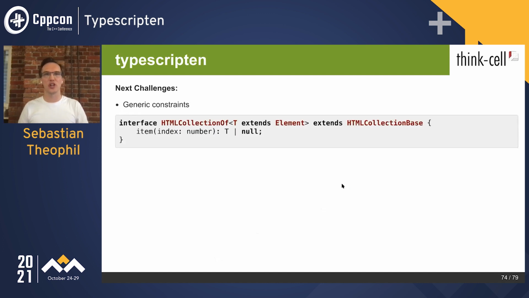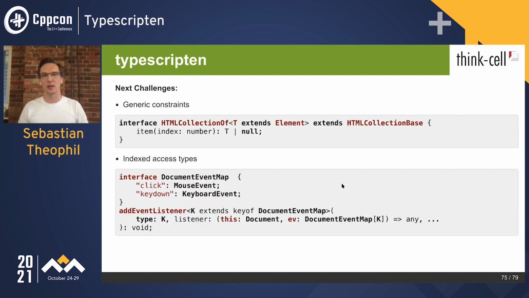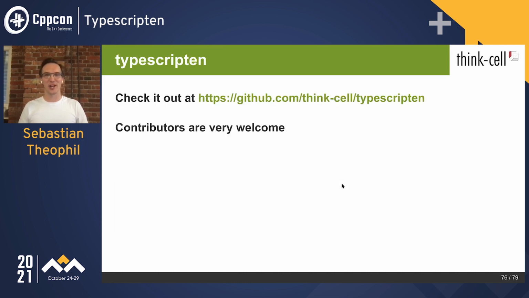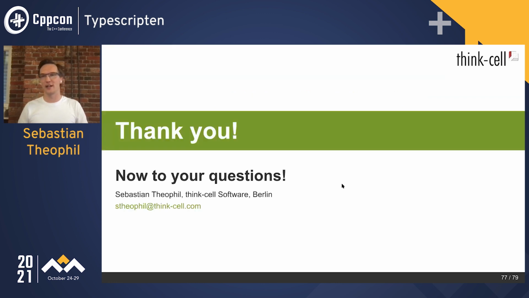There are some open challenges that we can skip for now that would be necessary to implement for a version 1.0 of our tool. But the tool is already useful. We use it already, and all the examples in my code would have worked in theory. And you can check it out on GitHub. Contributors are very welcome. Just drop me an email. And with that, I am open to questions.